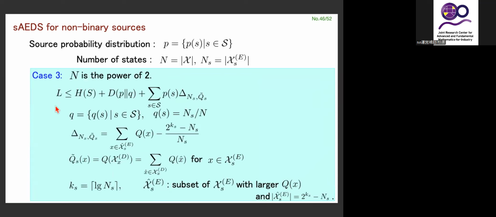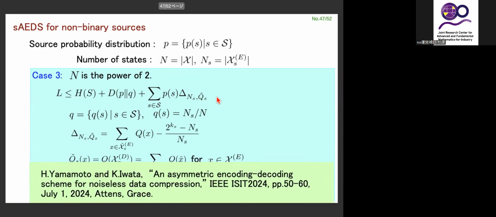The third case is the case that N is a power of 2. In this case, we obtain this upper bound. And we can show that the third term is less than 1. We omitted the derivation of the upper bound, but this upper bound is presented in this paper this year.